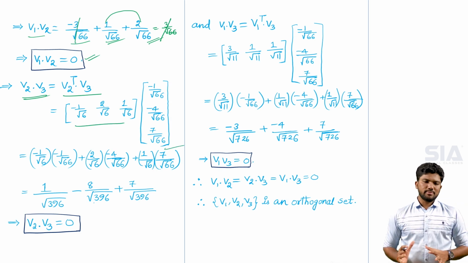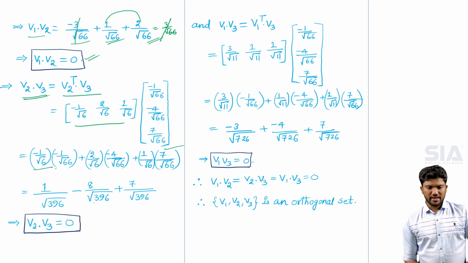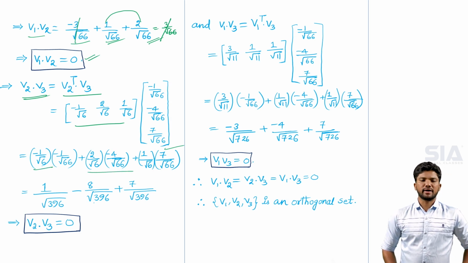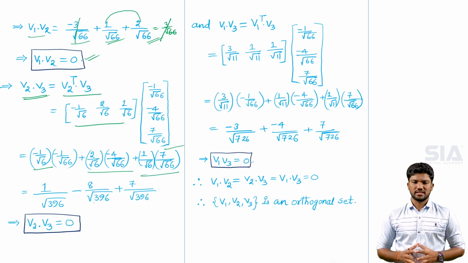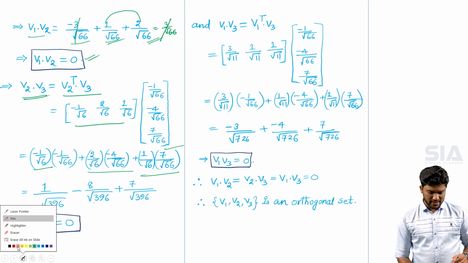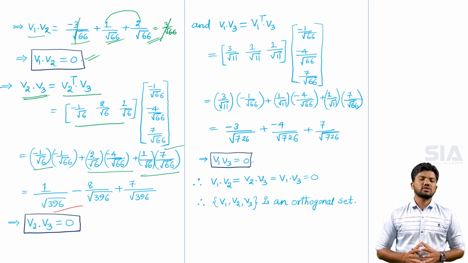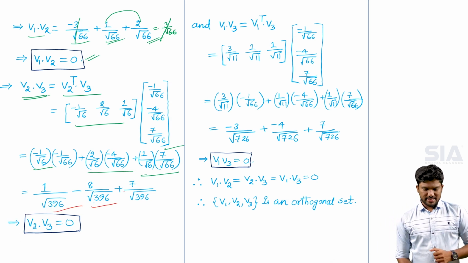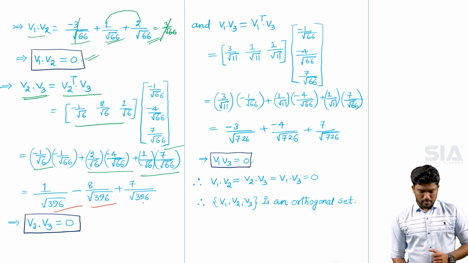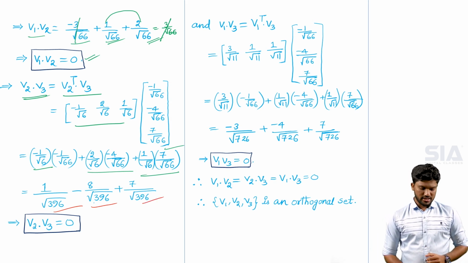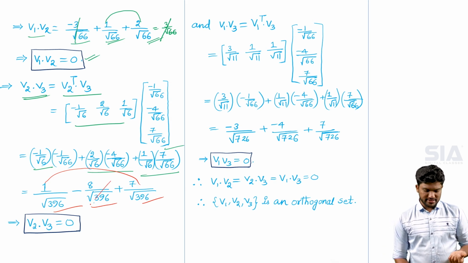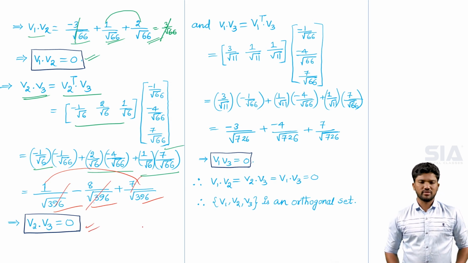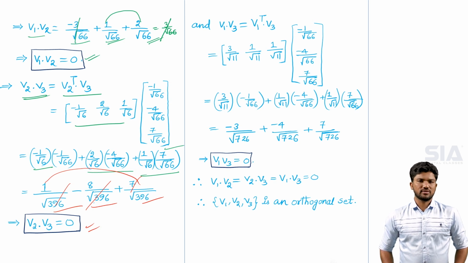Apply the matrix multiplication, then you will get, in this format, minus 1 by root 6 into minus 1 by root 66, plus 2 by root 6 into minus 4 by root 66, plus 1 by root 6 into 7 by root 66. If you multiply them, we get 1 by under root of 396 minus 8 by under root of 396 plus 7 by under root of 396. Plus 1 plus 7 is plus 8, and plus 8 minus 8 gets cancelled. So again we are getting that the product value is equal to 0.